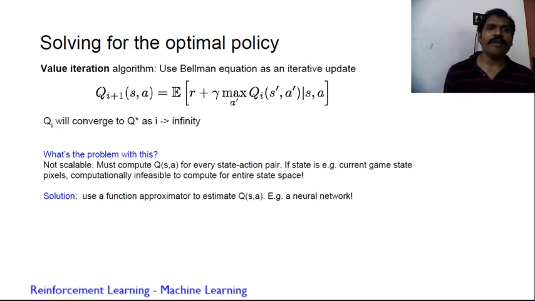So solving for the optimal policy, maybe you will find a problem with this. It is not scalable, because we must compute Q of S comma A for every state-action pair. It's not just 1 comma 2; we need to compute until we reach the goal, the objective. So the solution is to use an approximator to estimate Q of S comma A, for example a neural network.